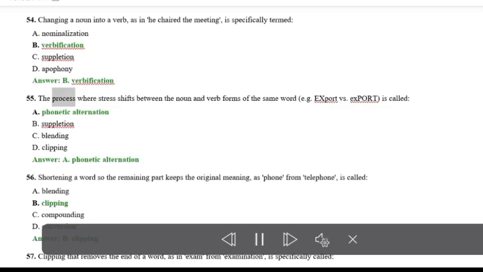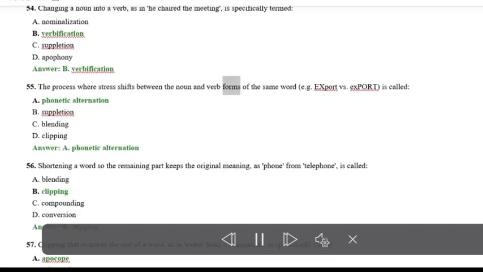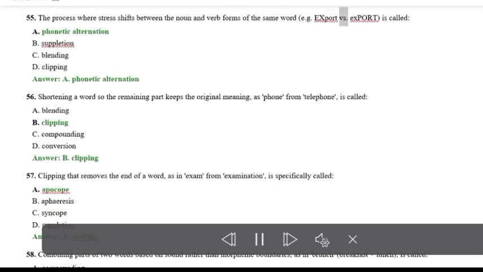55. The process where stress shifts between the noun and verb forms of the same word, e.g. export versus export, is called A. Phonetic alternation. B. Suppletion. C. Blending. D. Clipping. Answer, A. Phonetic alternation.